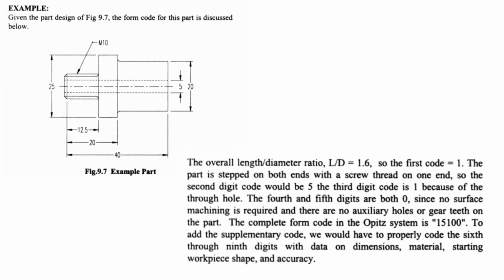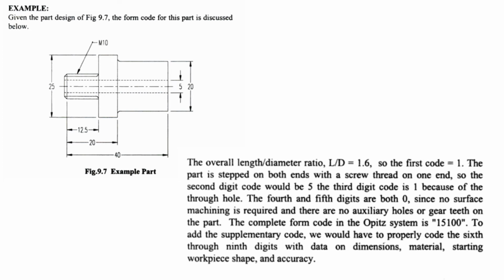Here you can see the given part design. The form code is required to be drawn for the given diagram. Here, calculate the overall length to diameter ratio, L by D. The length of the figure is 40 and the diameter is 25. So 40 divided by 25 will give you 1.6.